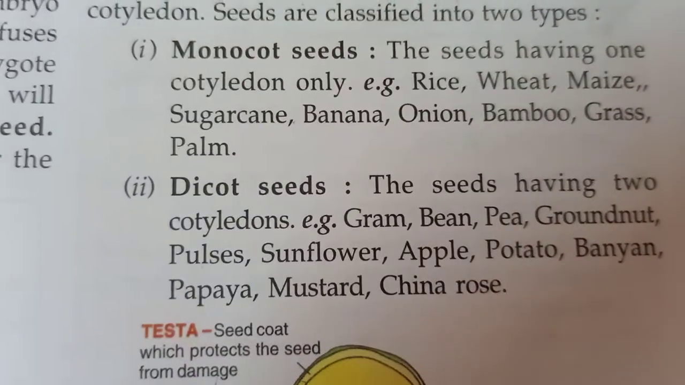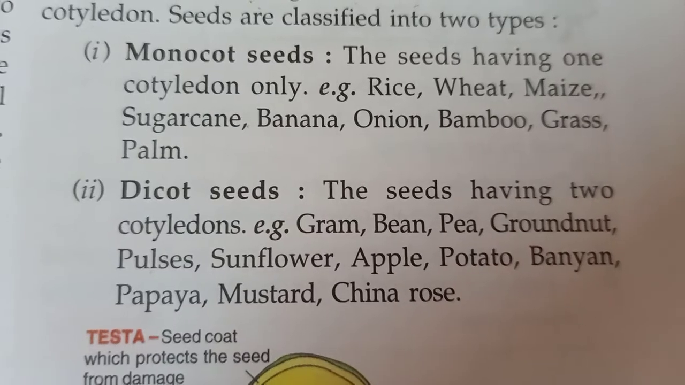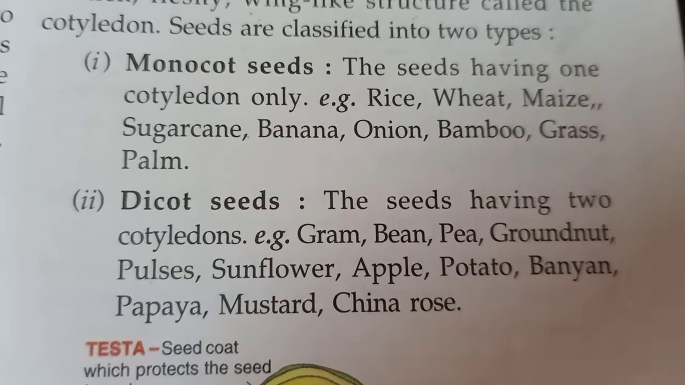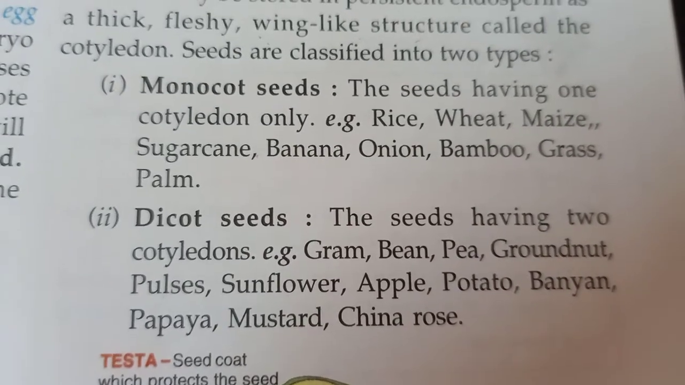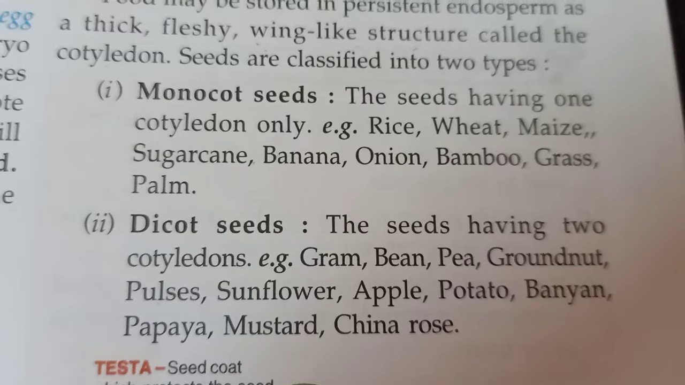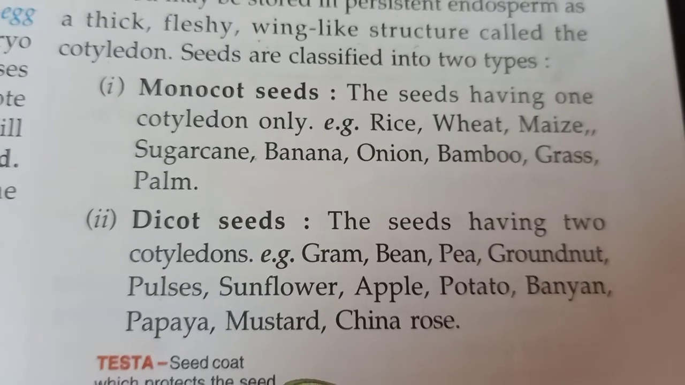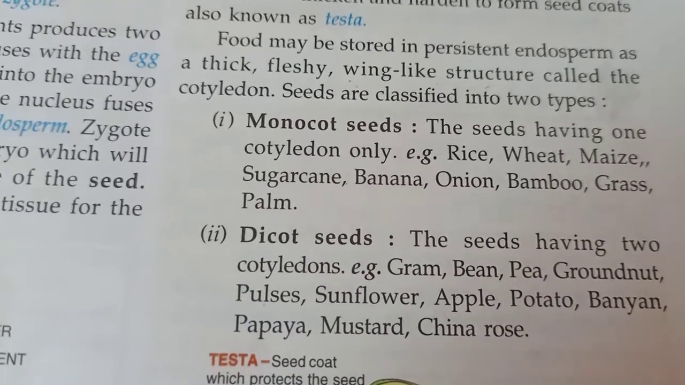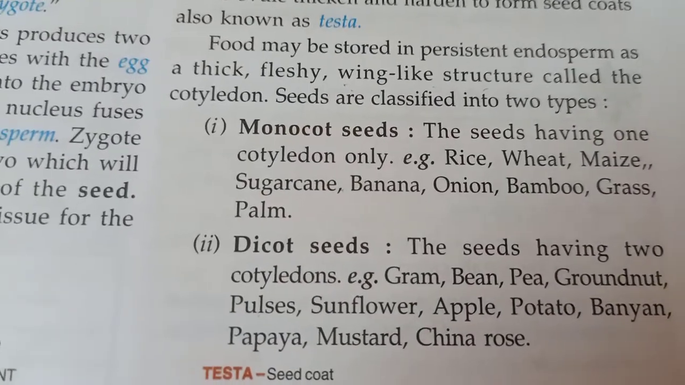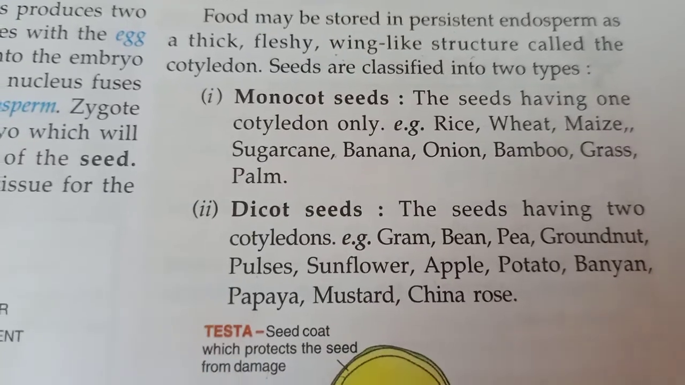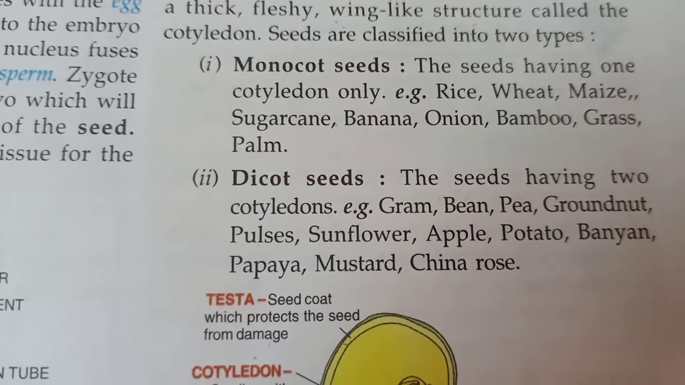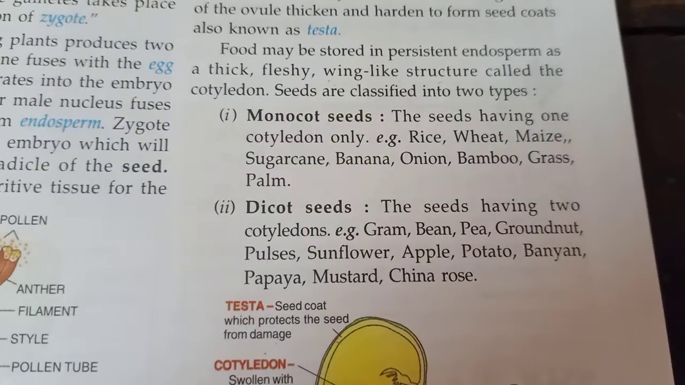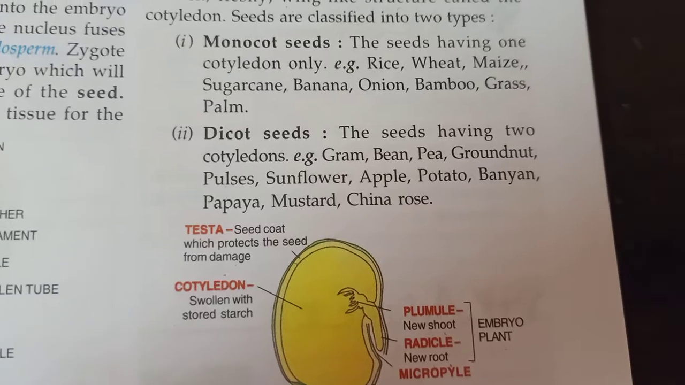Now we see the dicot seeds. The seeds having two cotyledons, for example, gram, bean, peas, groundnut, pulses, sunflower, apple, potato, banyan, papaya, mustard, and China rose. These are the examples of dicot seeds. The seeds which have one cotyledon are known as monocot seed, and the seeds which have two cotyledons are known as dicot seed. Now this is all about the seed.